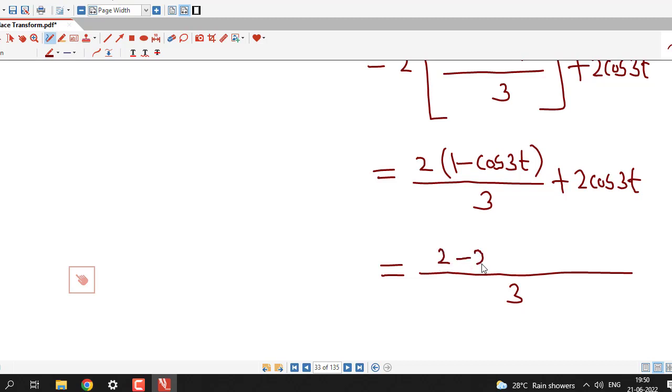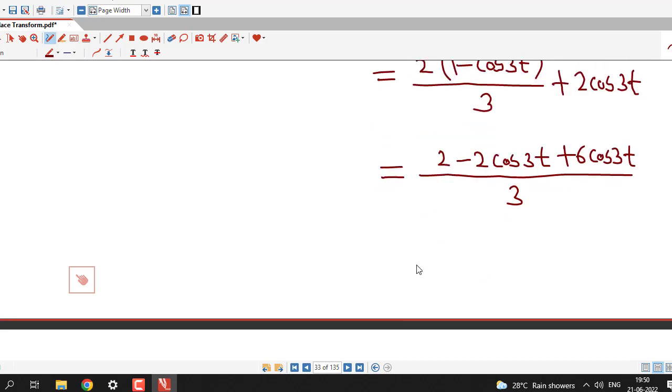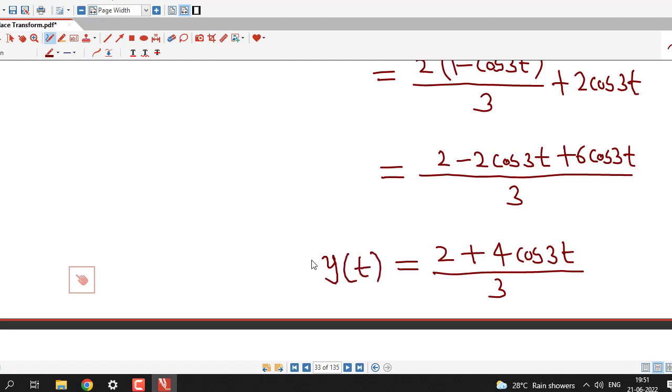And this again we can simplify by taking 3 LCM. This is 2 minus 2 cos 3t plus 6 cos 3t. And finally we obtain this is equal to 6 cos 3t minus 2 cos 3t, that is 4 cos 3t divided by 3. This is our required function y of t, which is solution of given initial value problem.